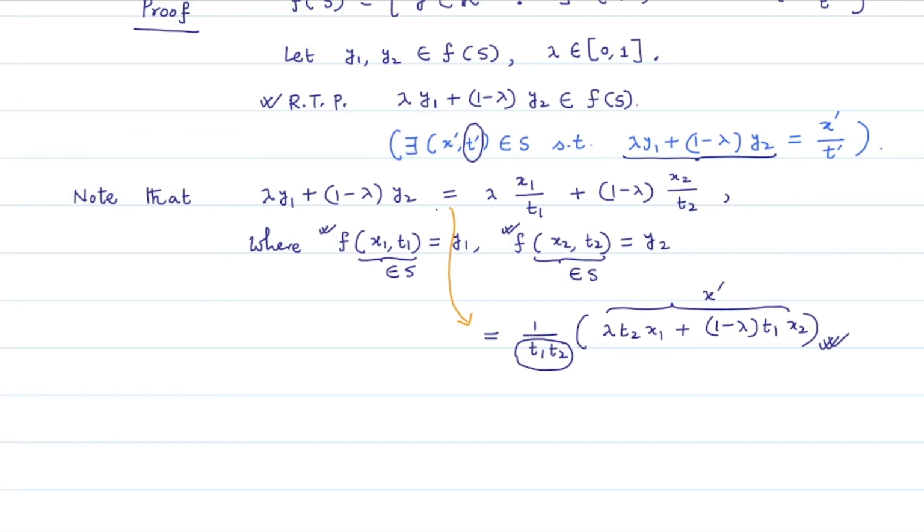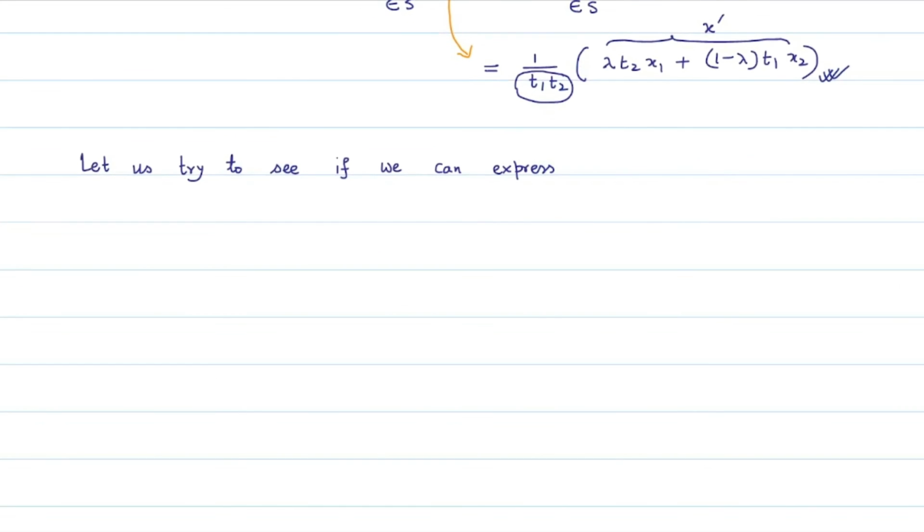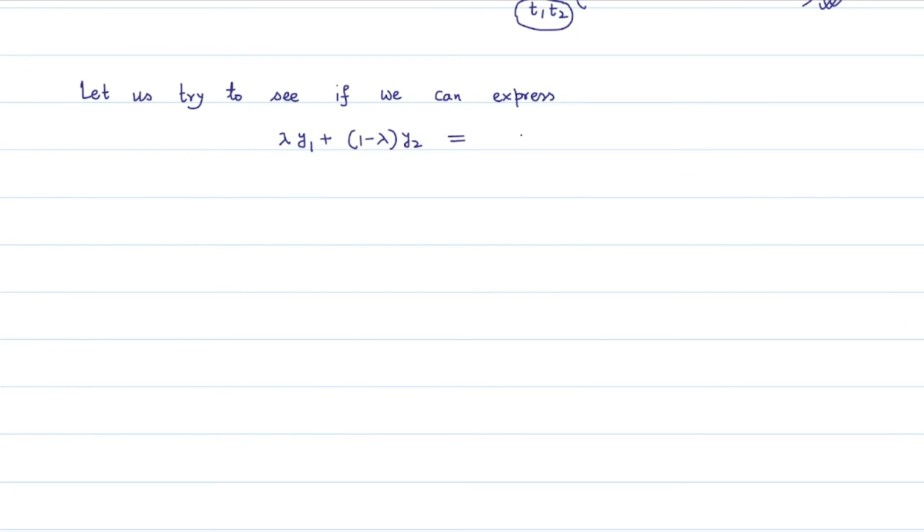To identify then a point (x', t') which satisfies this requirement, let us now try to see if we can express the expression lambda y1 plus (1 minus lambda) y2 by 1 over some t', we will find later what would be a possible t', but we multiply it with a convex combination of x1 and x2.